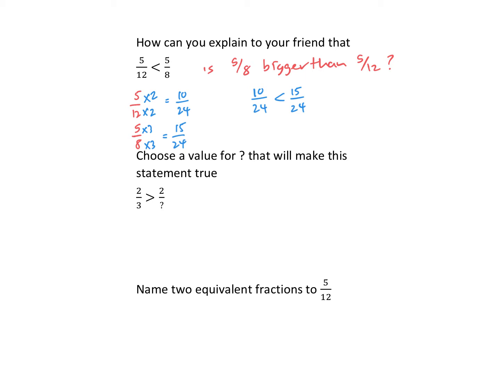Here we want to choose a value for this denominator that will make this statement true. So what number could I put on the denominator to make 2/3 bigger than that? I could put any number that's bigger than 3. Lots of answers.